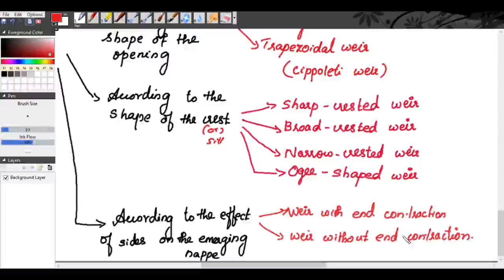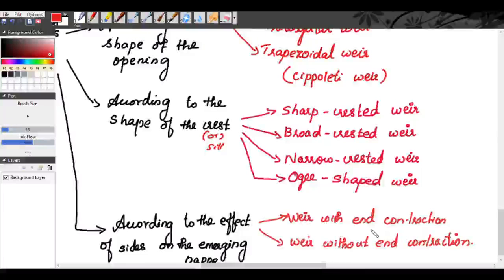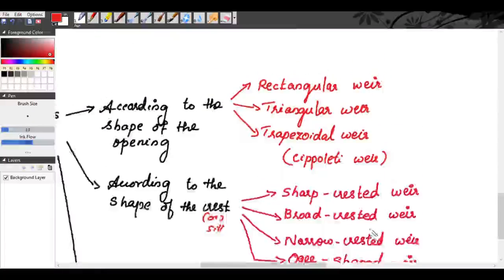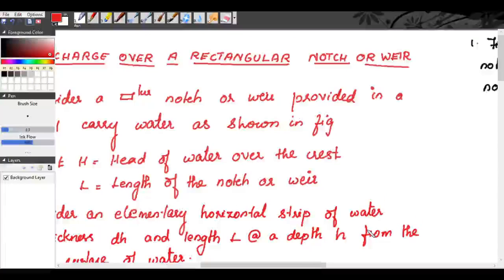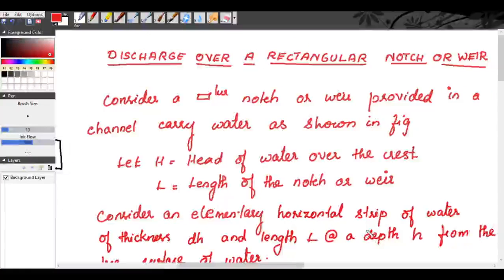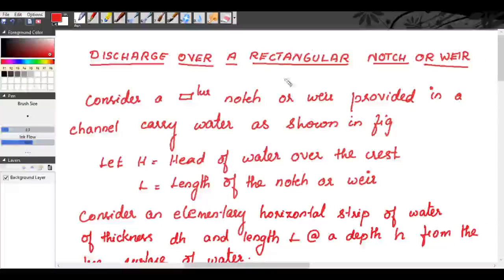Now, we will move on to the rectangular weir or rectangular notches. Discharge over a rectangular notch or rectangular weir. Only for this case we will go for a small derivation. For the remaining cases, we will just see the formula and the important things.